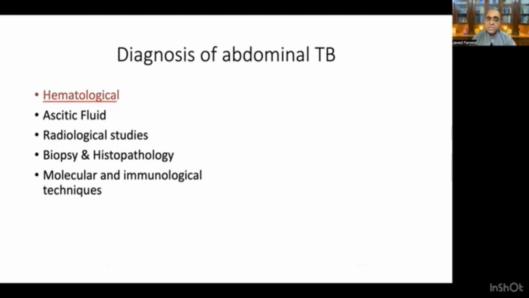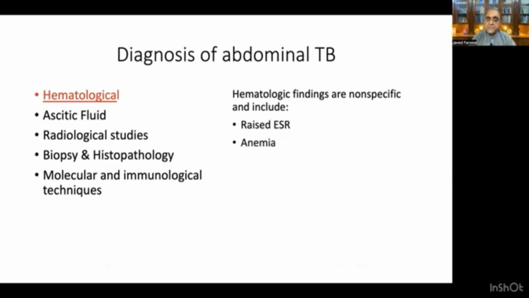Taking the hematological way of diagnosing abdominal tuberculosis, hematological findings are non-specific and include raised ESR, anemia, and hypoalbuminemia. All these are really non-specific.